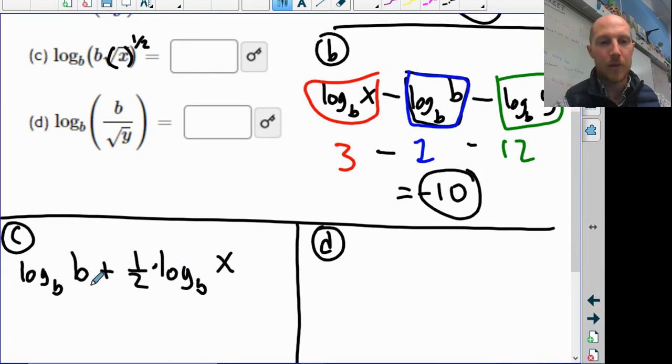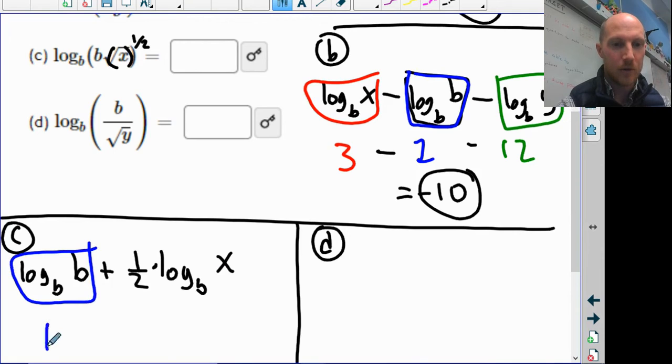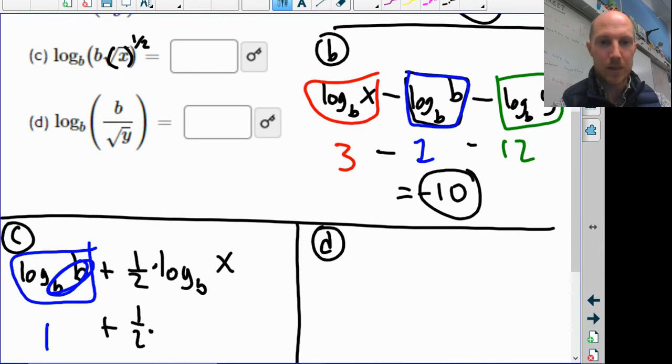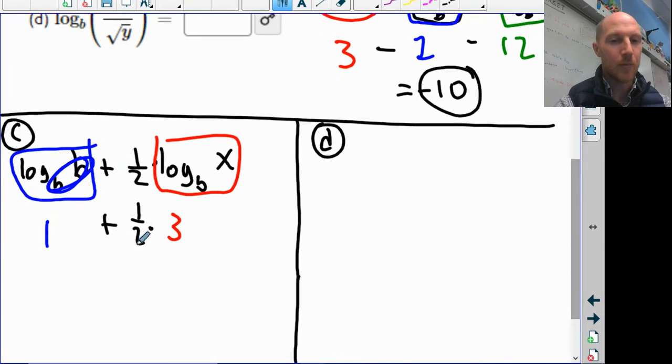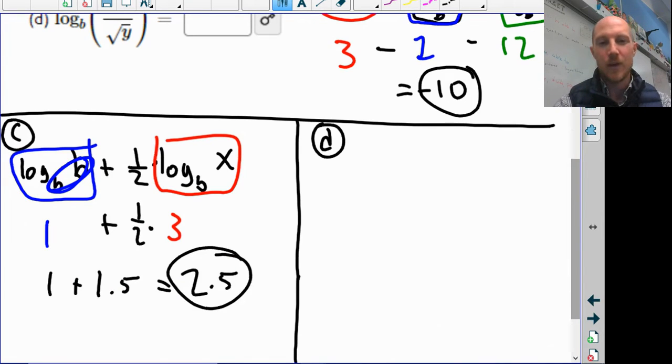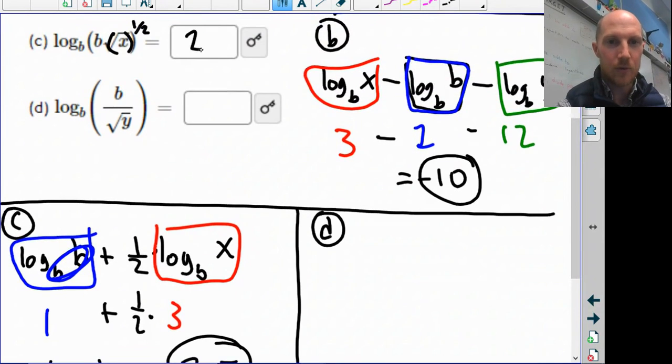So log base b of b plus 1/2 times log base b of x. Log base b of b, that is 1. Anytime these are the same, it's going to equal 1, plus 1/2 multiplied by log base b of x, that was 3. Because of order of operations, we have to multiply first. 1/2 times 3 is 1.5. And then add the 1. 1 plus 1.5 is 2.5. Final answer for C.